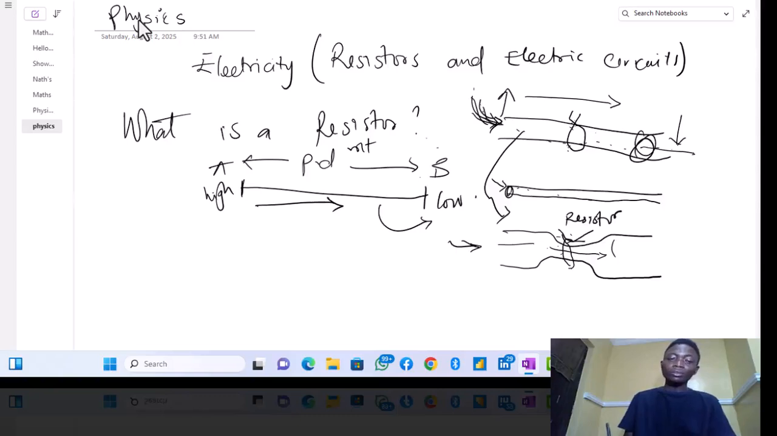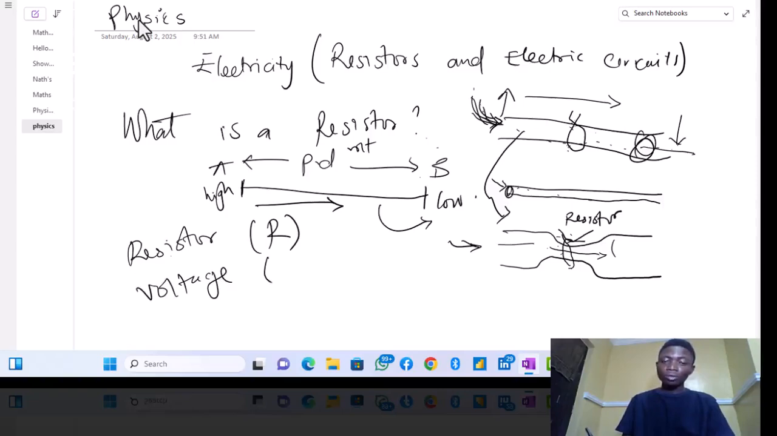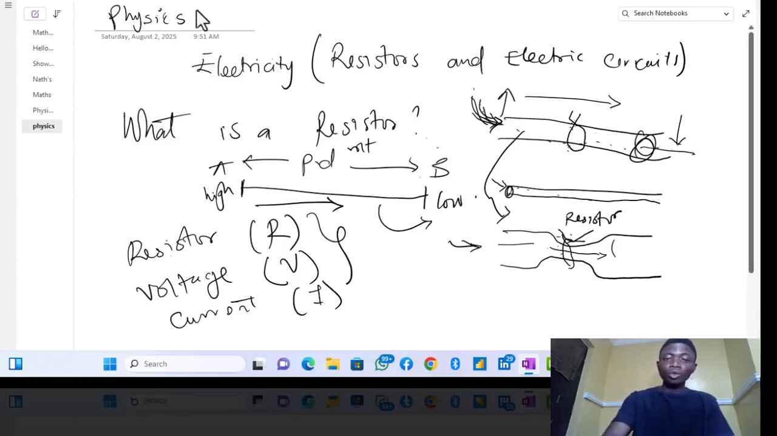So now, so far we've been talking about three different things. We're talking about the resistor R, or resistance. We're talking about the voltage V, and then we're talking about current I, so far. So now, there's a law in physics that connects these three entities together. And that is called Ohm's law.